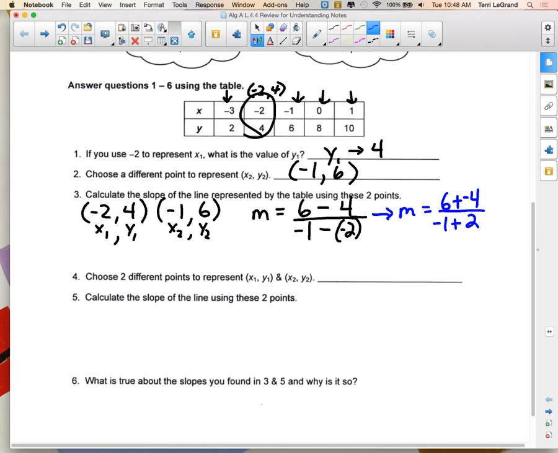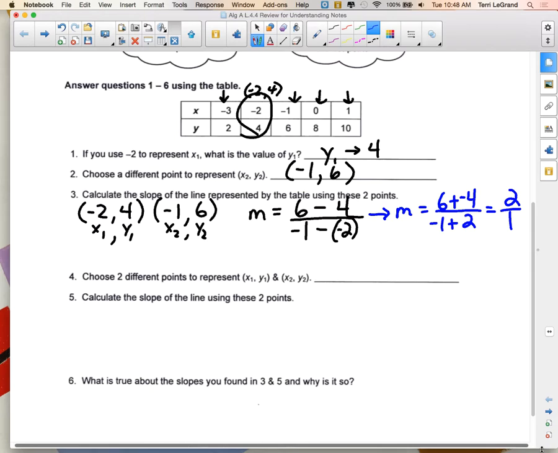I want you to try as much as you can not to use them. So what is 6 take away, or plus a negative 4, I mean? 2. What's negative 1 plus 2? 1. What is negative, or positive 2 divided by negative 1? What can that simplify to? 2. We're going to rename that as 2. So our slope is 2.